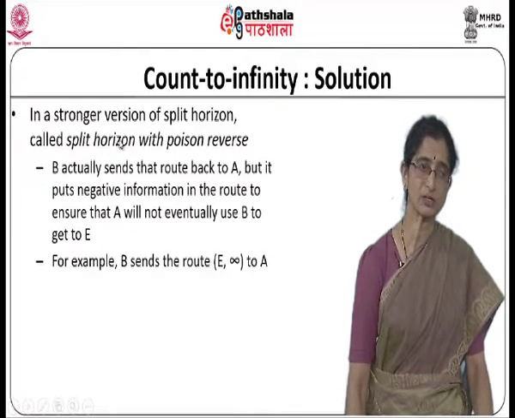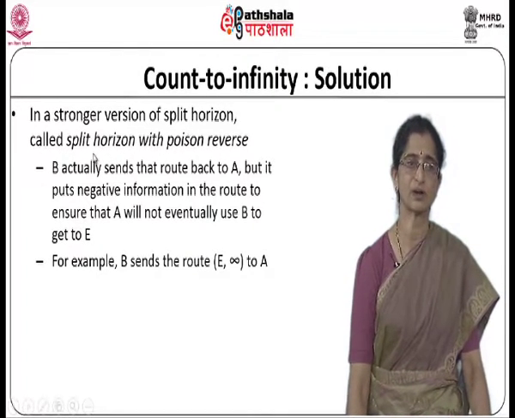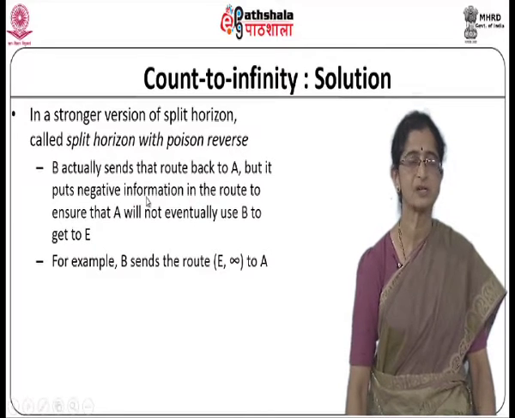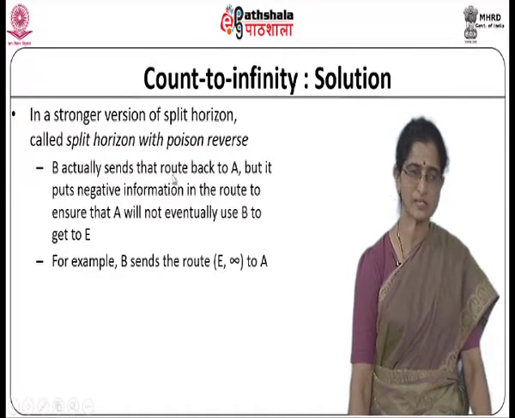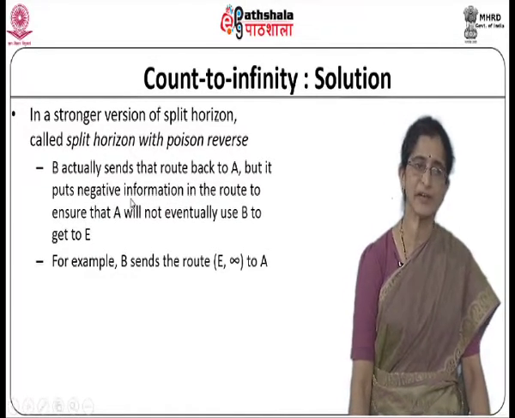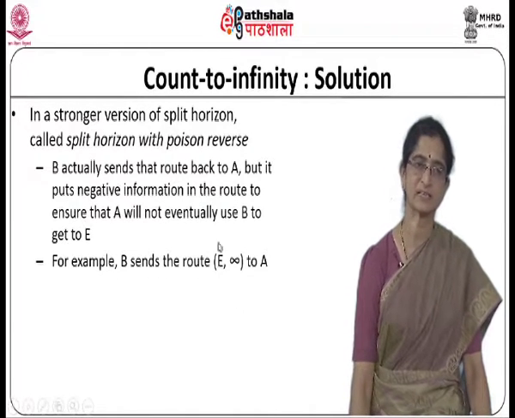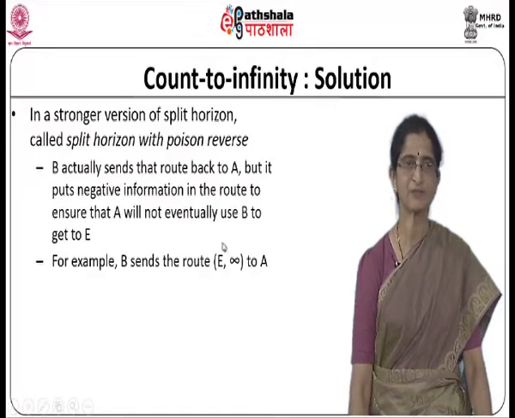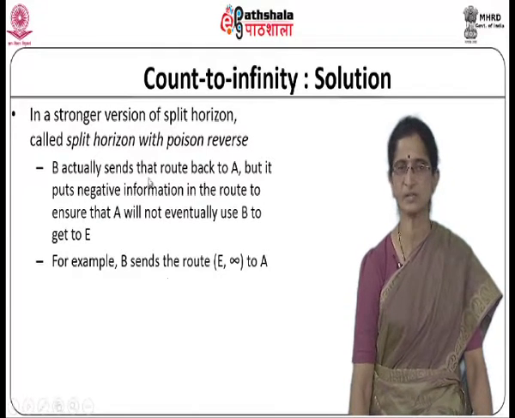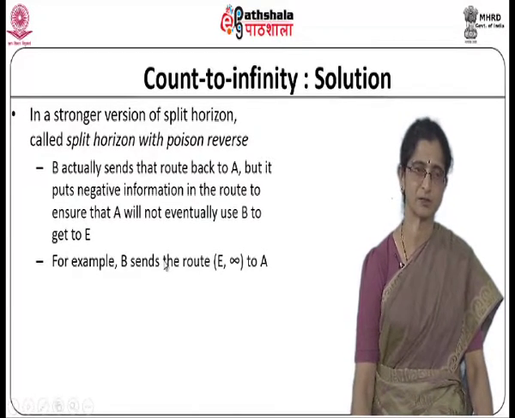There is also a stronger version of split horizon which is called split horizon with poison reverse. Here B will actually send back the information, but it will put negative information. For example, it will send the route as E comma infinity to A. So it says that my distance is infinity, so that definitely that route will not be chosen. So these are some solutions that are used for this particular problem.